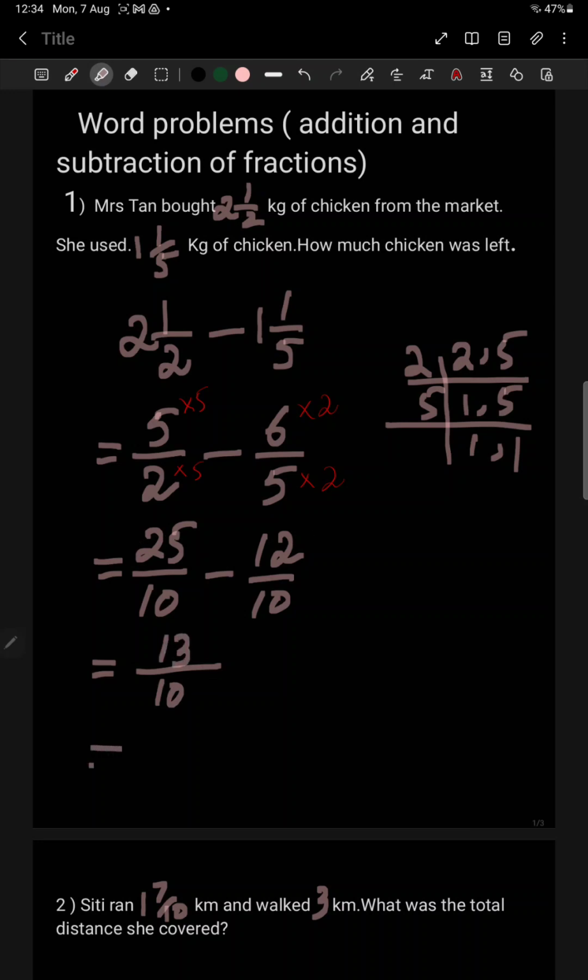So it is 13/10. Now we are supposed to change it into a mixed number once again, because we are not giving the answer in improper fractions. So we will divide it. 13 divided by 10, 10 1s are 10, 3 left over. So our answer is 1 whole 3/10. So in this way we have solved this question.